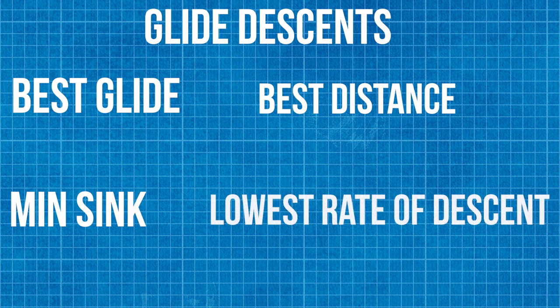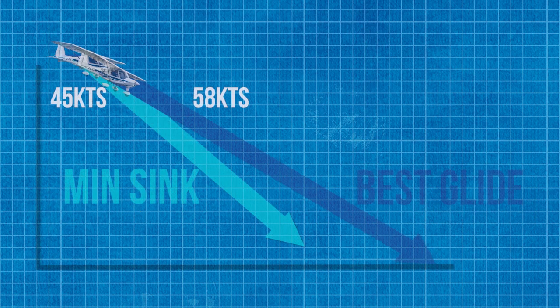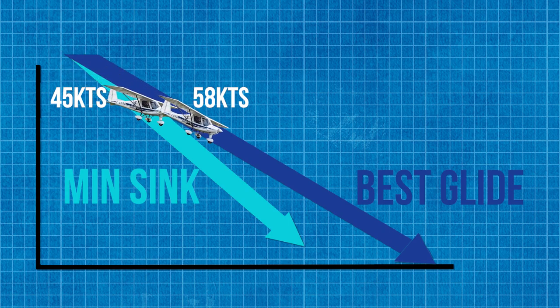When we reduce our airspeed to this value, we will descend much slower. However, this speed sacrifices the distance we can travel over the ground. Once again, let's look at this on a graph. And the arrows, once again, will represent 1 minute of flight time.